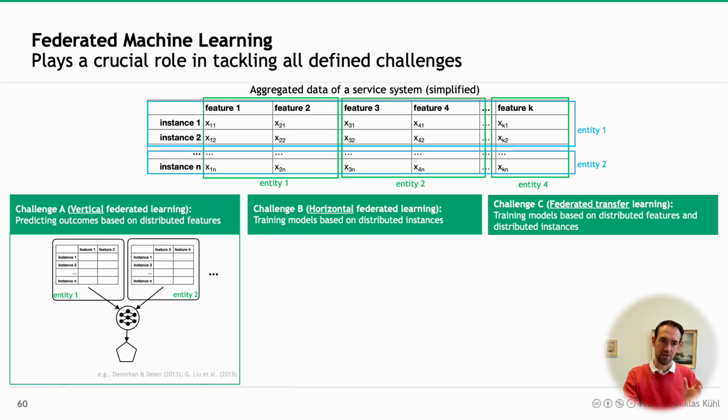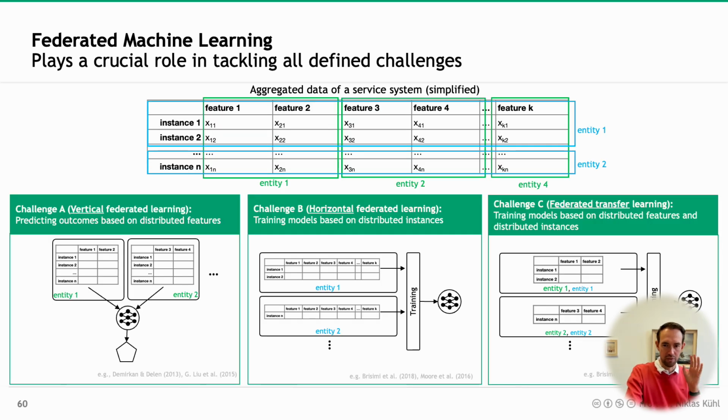The nice thing about federated learning, however, if we go back to our challenges, is that federated learning can address all of these challenges. There's vertical federated learning, which deals really well with distributed entities, horizontal federated learning for cases where we have the same features, but the instances are distributed across entities. And then you have a combination with transfer learning, federated transfer learning, where you can even work with cases where both the features and the instances are distributed.